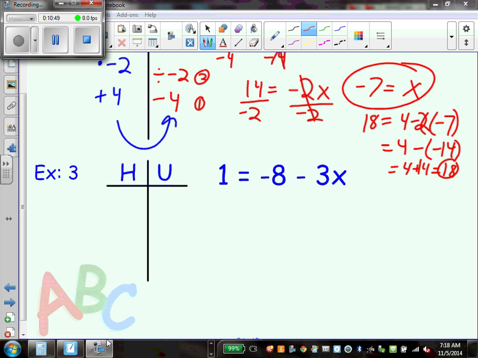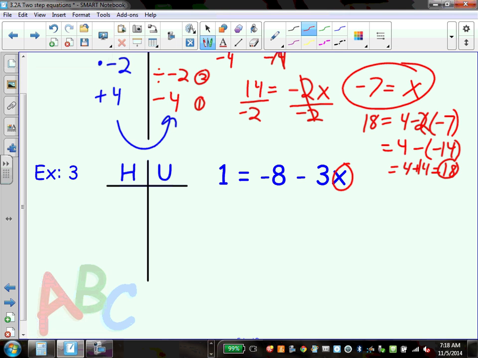Here we have 1 equals negative 8 minus 3x. What do we have going on with the variable? We have two things again. We have this times negative 3 happening, and we also have a minus 8. Order of operations, we're just going to rewrite that again here in our WHO chart.